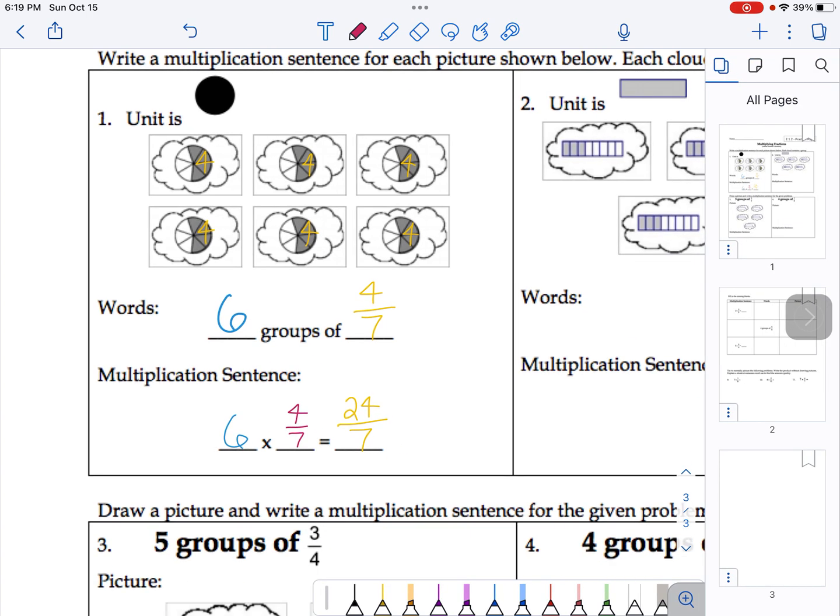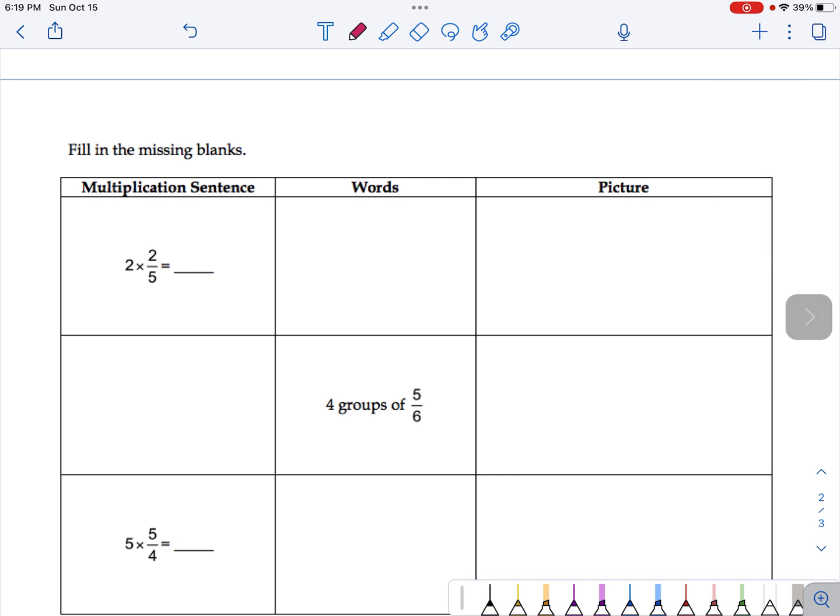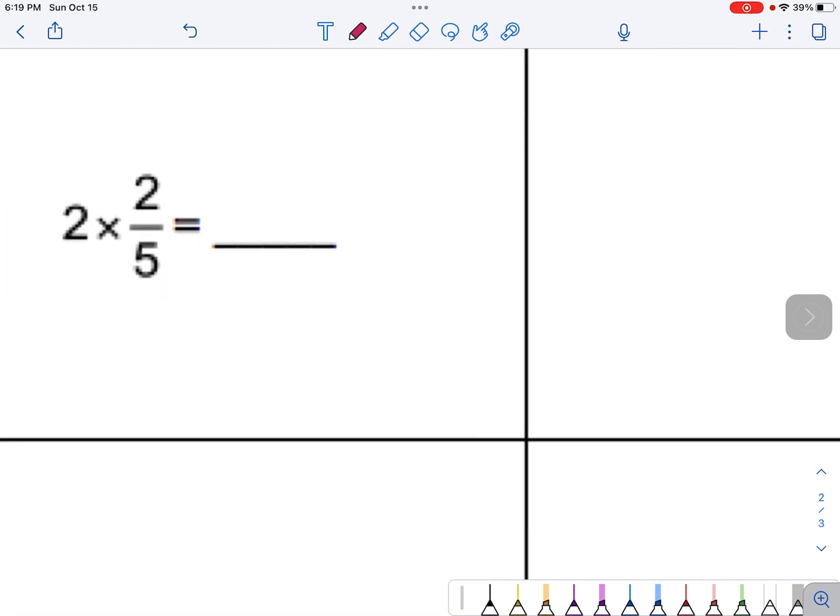Okay, on the back side, it says multiplication sentence, words, and picture. So for the very first one, it says 2 times 2/5.